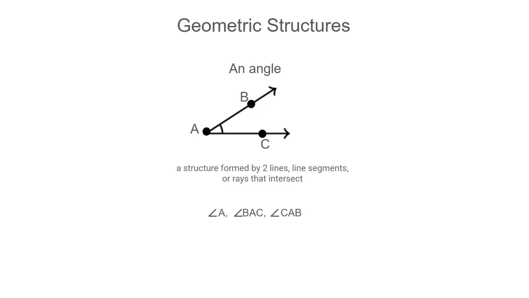An angle, defined as a structure formed by 2 lines, line segments, or rays that intersect. The angle symbol, used right here, is used to denote it. One way to name an angle is to simply write the letter that the angle is located at. When there is more than one angle at that point, though, you can instead use 3 letters. One is located on one of the lines or rays that make the angle, one on the point of the angle, and the other on the other line or ray, in that order.